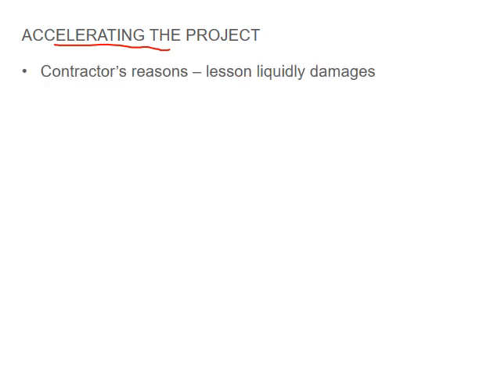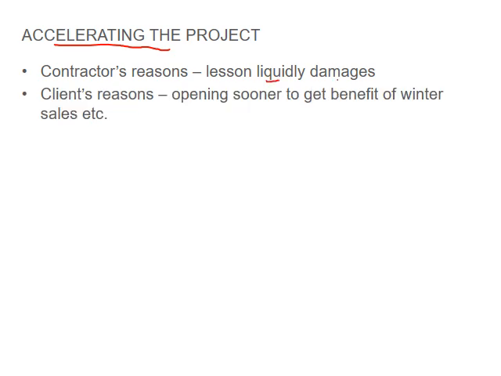So first things first, the contractor has certain reasons why he would want to accelerate, and basically he just wants to make more money and get a better cash flow by getting off the site quicker. So he would like to lessen his liquidity damages. Then the client might have other reasons, such as wanting to open a store quicker, to get the benefit of winter sales, or whatever his reasons might be.